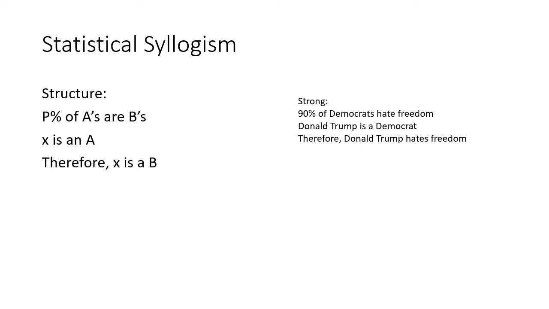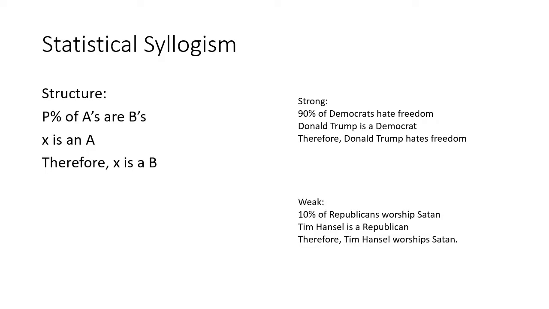Basically, these arguments are weak or strong just depending on the percentage. So if I say 90% of Democrats hate freedom and Donald Trump is a Democrat, therefore Donald Trump hates freedom, this argument would be strong, which means that if those two premises are true, which hopefully you believe they're not, then the conclusion is probably true. So the logic just depends on that percentage. If the percentage is low, if it is less than 50%, then the argument will be weak.